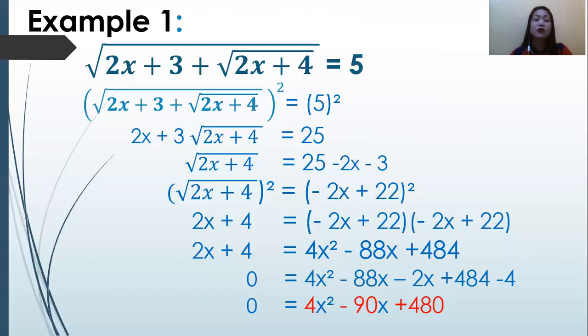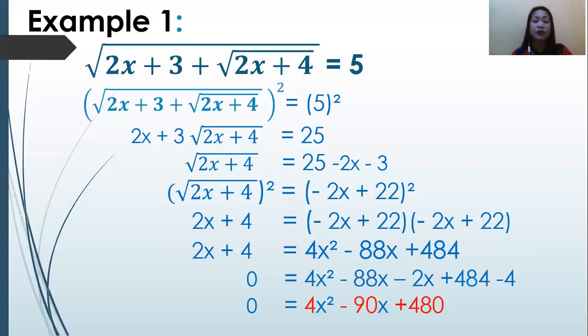Therefore, we are going to remove again the remaining radical symbol. So we square both sides. The remaining is 2x plus 4 is equal to negative 2x plus 22 times negative 2x plus 22. All right.